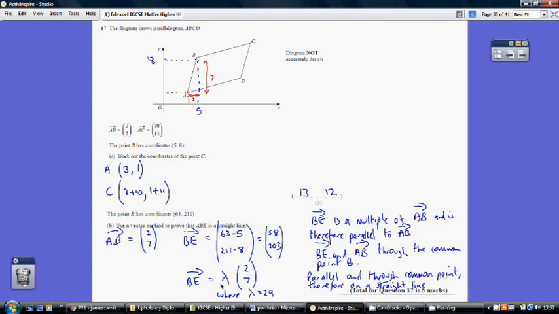Now this is a multiple of our vector from A to B. Our multiplier is 29, because 29 lots of (2, 7) gives us (58, 203). Now given that AB and BE are both multiples of the same vector, they are therefore parallel. And because they both go through the common point B, not only are they parallel, but they must be lying on a straight line, so we can conclude that ABE is a straight line.